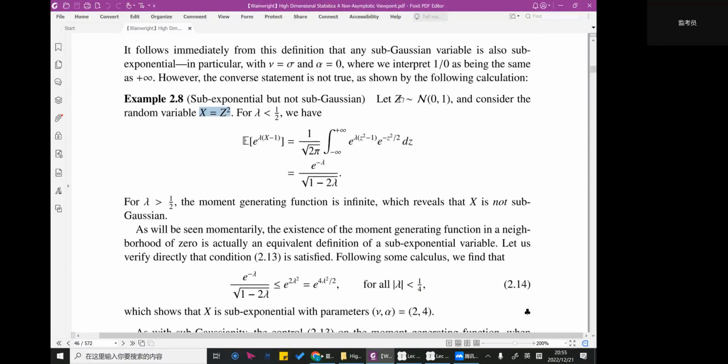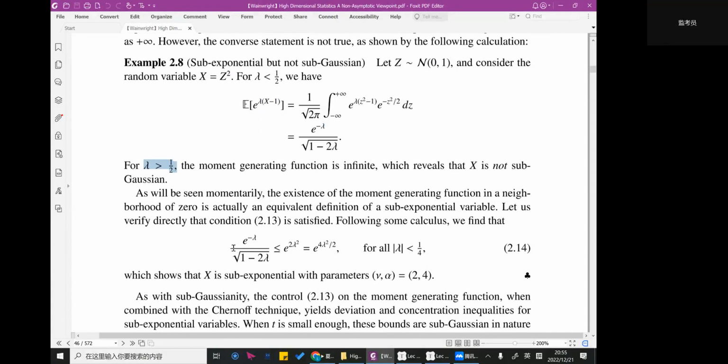Let z be a standard normal random variable, and let x equal z squared. Then when lambda is less than 1 over 2, we can calculate the MGF like this. When lambda is larger than 1 over 2, this is different. Using this inequality, we can derive that x is sub-exponential with the parameters mu and alpha equal to 2, 4.